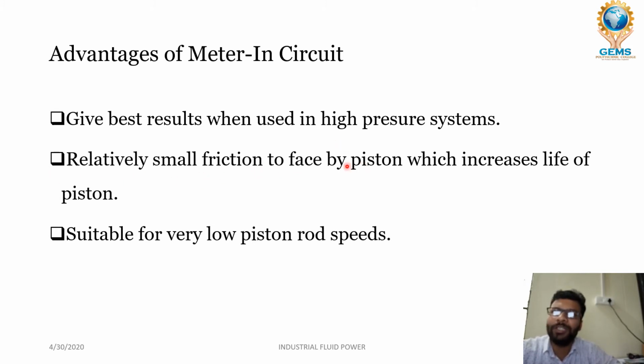Relatively small friction is faced by the piston, which increases the life of the piston. Since it controls the pressure, the piston will not move very fast, so very small friction will happen, and it will increase the life of the piston. Suitable for very low piston rod speeds. Wherever we need a slow or low speed, this meter-in circuit will be used.